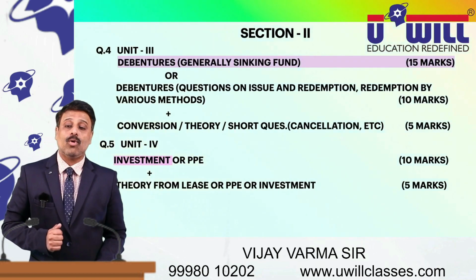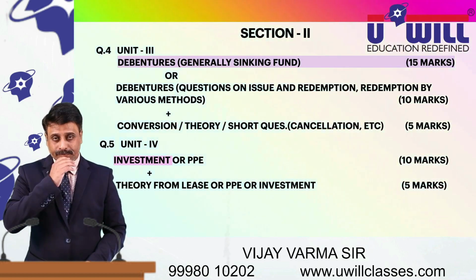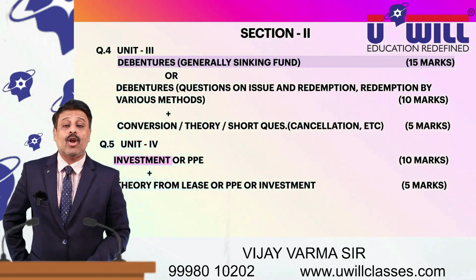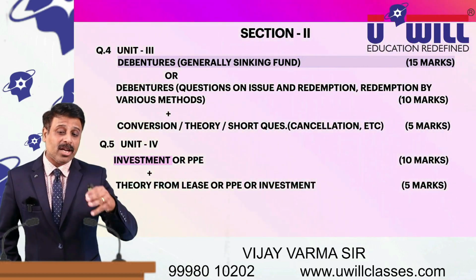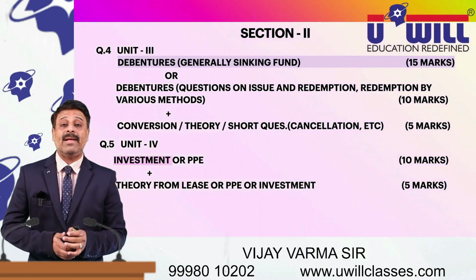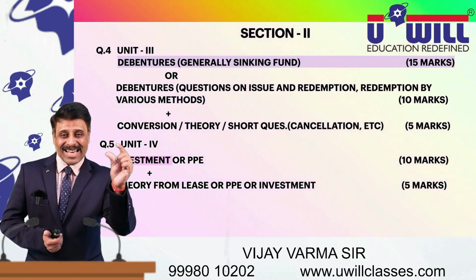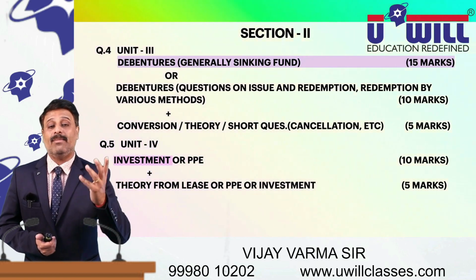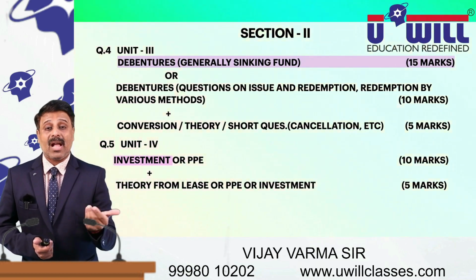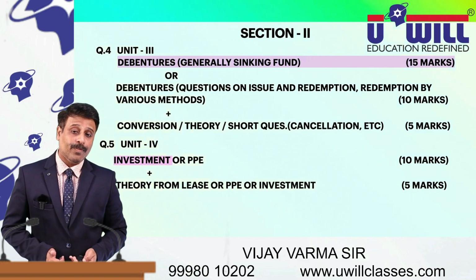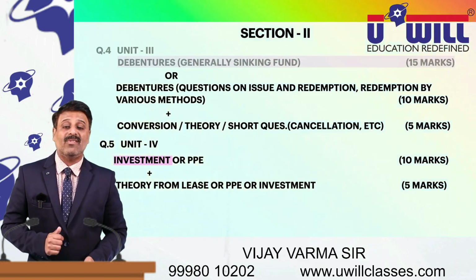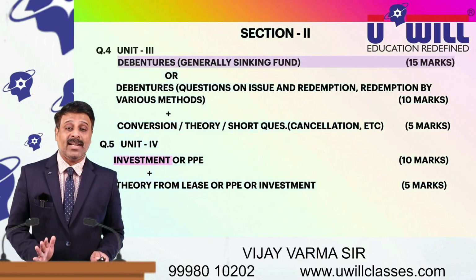Now, section 2, question 4 is going to be from debentures. Sinking fund you prepare. Don't leave it in option, because even in the optional question, instead of issue and redemption, 1 or 2 years, last 1 or 2 years accounting of sinking fund can be asked. So sinking fund may become a compulsory question from exam point of view. So I will advise you that you go in for the topic of sinking fund for 15 marks.